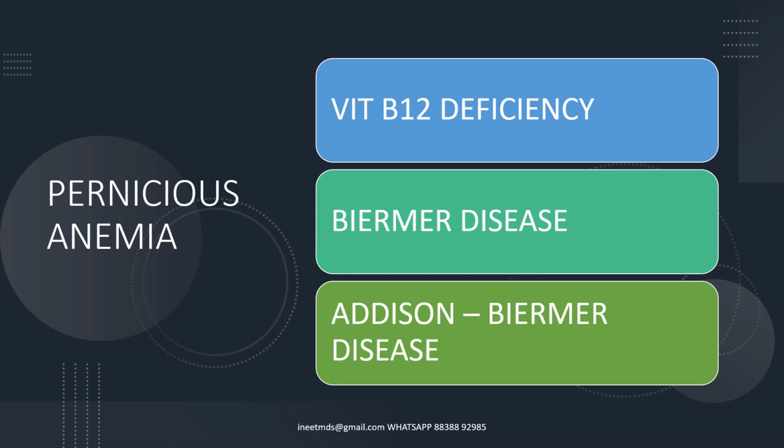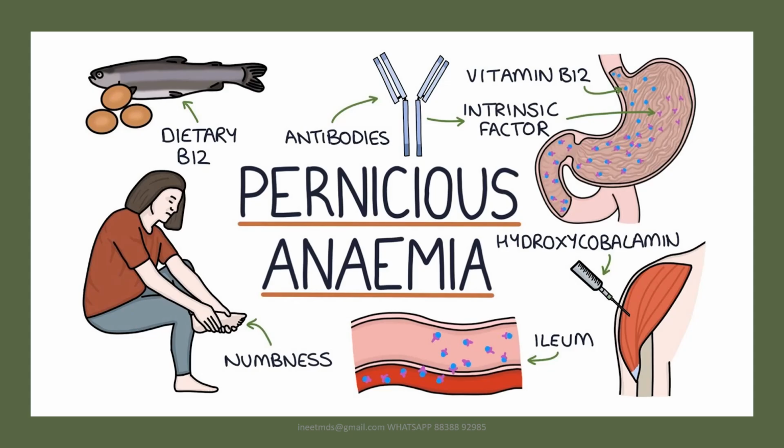So first off, pernicious anemia. Pernicious anemia occurs because of vitamin B12 deficiency. It is also called as Weber disease or Addison-Weber disease. So pernicious anemia, when there is B12 deficiency, dietary B12 deficiency, there is loss of intrinsic factor, then it might lead to pernicious anemia. So, we will explain what is an intrinsic factor, what is an extrinsic factor.